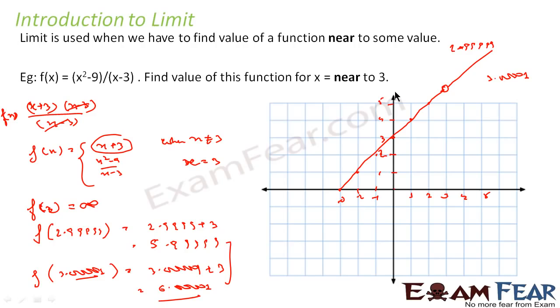Such kind of study we do in limit. To find the value of this function very near to 3, we use limit. So the notation is something like that. We say limit x tends to 3 of f(x). This is the notation we use for limit. Since in this case we had 3, we have used 3. In the general formula, a can be any value, 1 or 2 or 3.